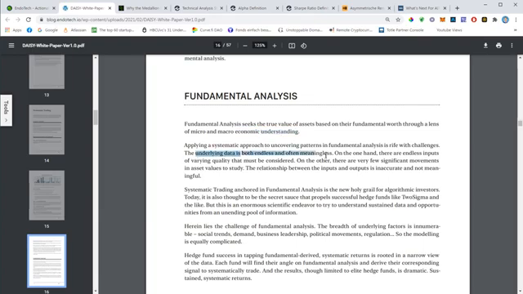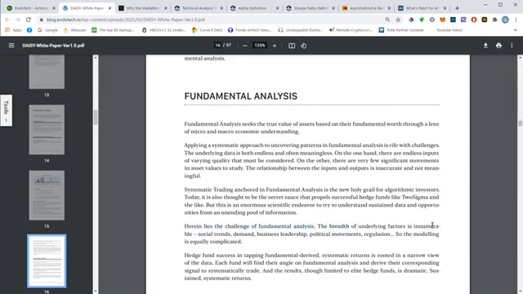And the big challenge of fundamental analysis is that the underlying data is both endless and often meaningless. It's not easy, for computers anyway, to understand what this data says and how to make decisions based on it. Because systematic trading anchored in fundamental analysis is the new holy grail for algorithmic investors. And this is the challenge of fundamental analysis.